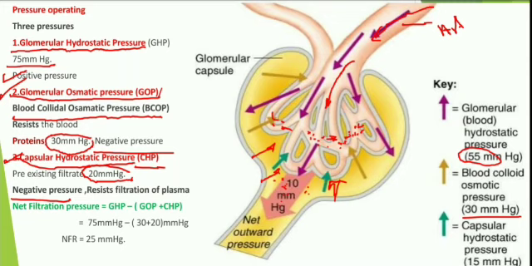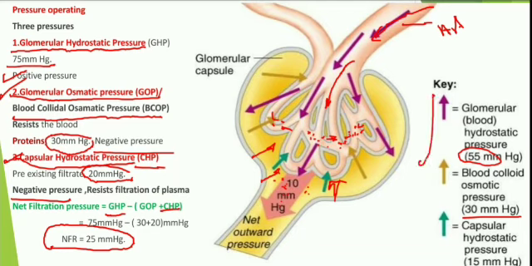And what is net filtration pressure? There is one rule. Net filtration pressure is equal to glomerular hydrostatic pressure minus, in brackets, glomerular osmotic pressure plus capsular hydrostatic pressure. As per this calculation, glomerular hydrostatic pressure is 75, GOP is about 30, CHP is about 20, and on average the net pressure of this measurement is only about 25 mmHg.